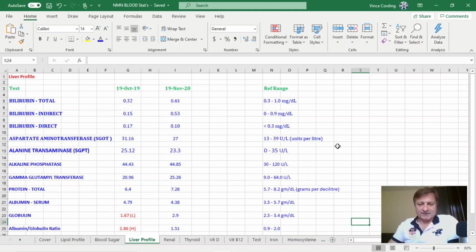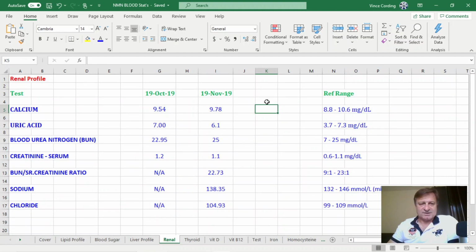So feel free at any time during the video to stop it and look at these numbers in detail. And if you do see something there that either causes you concern or you think should cause me concern, then let me know in the comments below. My renal numbers, as far as this is concerned, everything is within reference range, so I'm happy with that. Again, feel free to pause the video and look at the numbers in detail.